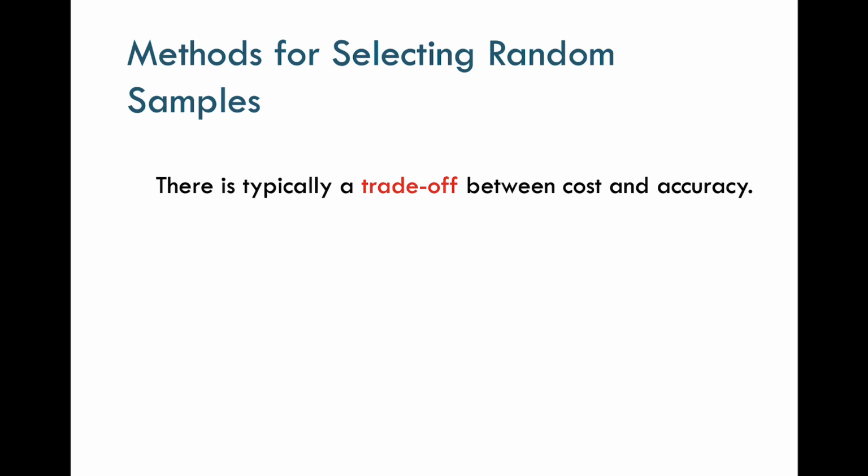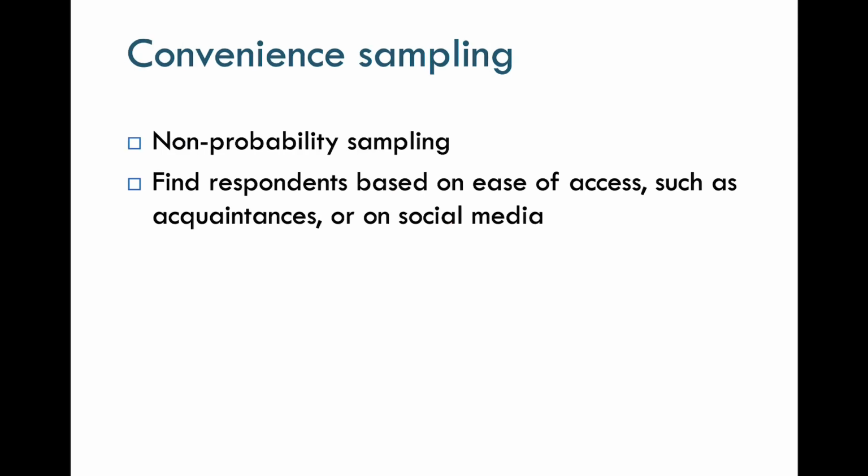If you go for a larger sample, it may give you more accurate results given that all other factors remain constant, but it will be costly. However, if you reduce sample size, that would be more cost efficient, but accuracy may decrease. Convenience sampling is the type of sampling which is non-probability sampling. Respondents are chosen based on ease of access, such as acquaintance or social media presence.